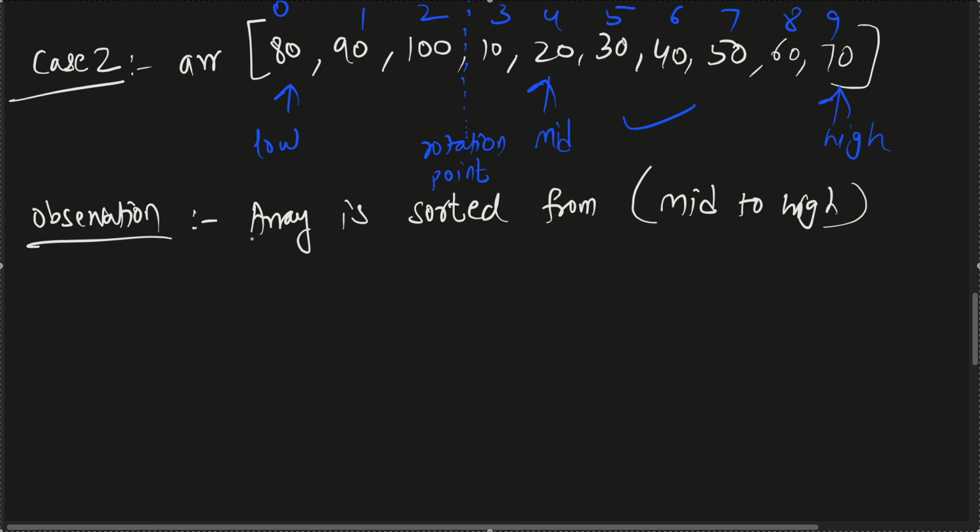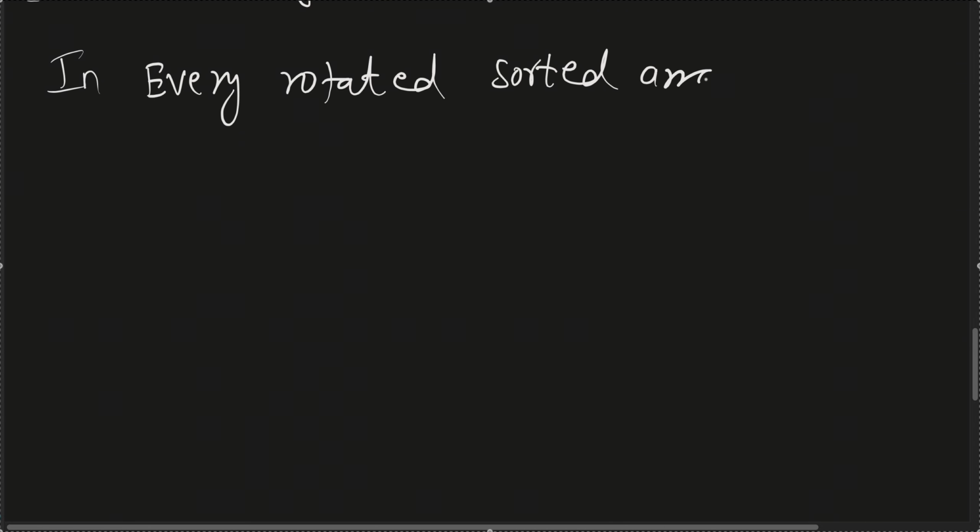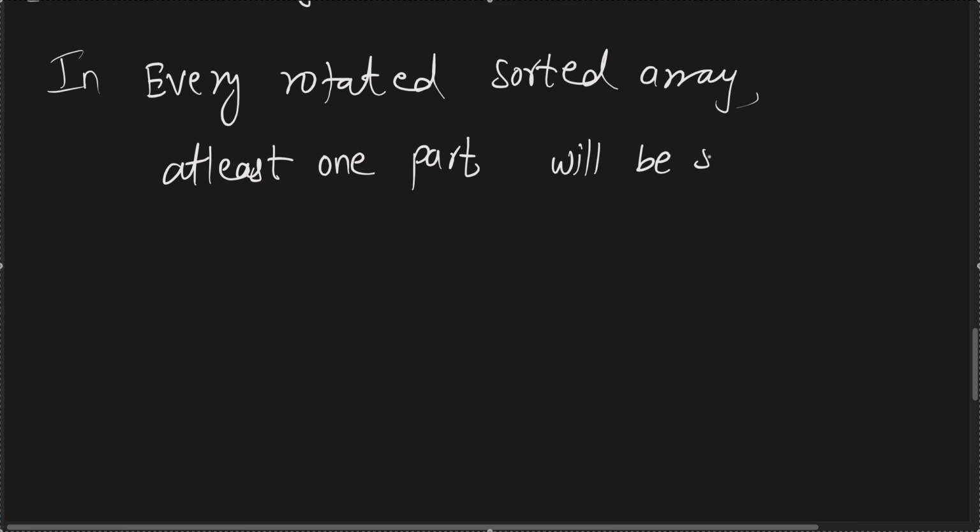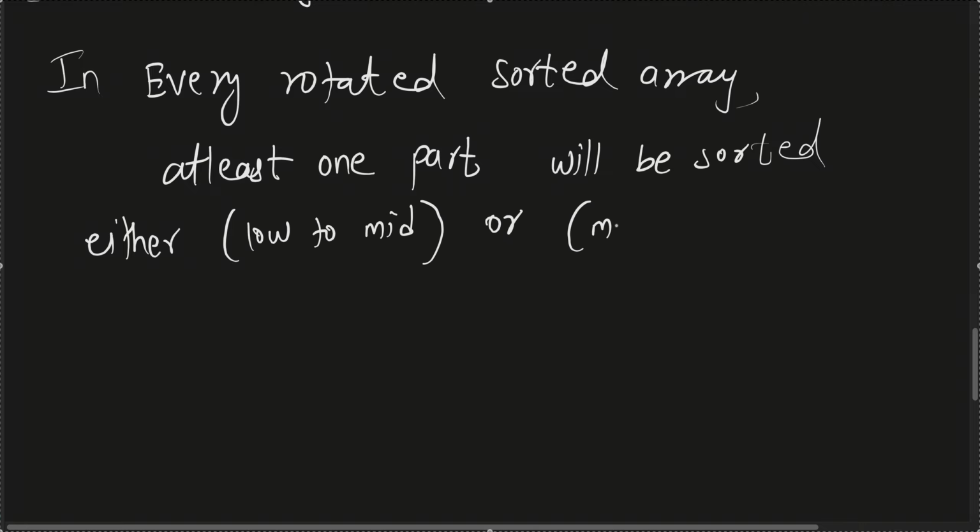So let me quickly write what we have understood from seeing all the cases. In every rotated sorted array, at least one part will be sorted. We don't know which part is sorted, but we know that one part will be sorted, either from low to mid or from mid to high, right?